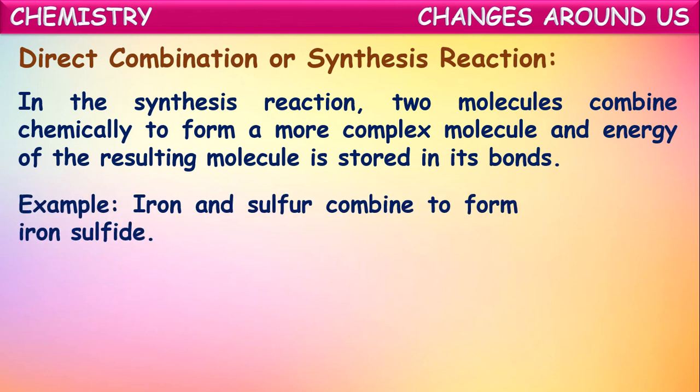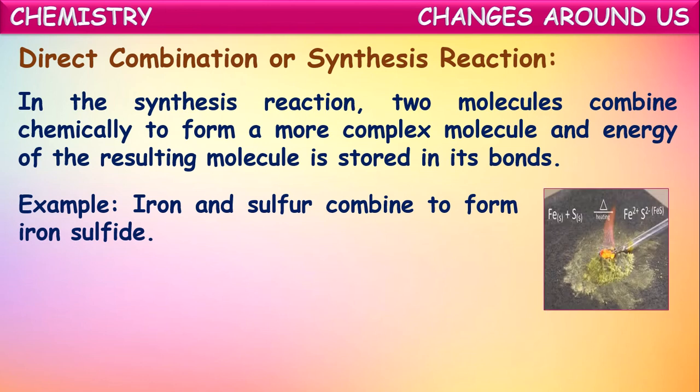For example, iron and sulfur combine to form iron sulfide. So what is happening here? Two substances, iron and sulfur, are combining together and finally forming a new single substance, that is iron sulfide. So we can say this is a direct combination reaction. This is an equation representing the reaction of iron and sulfur to form iron sulfide.